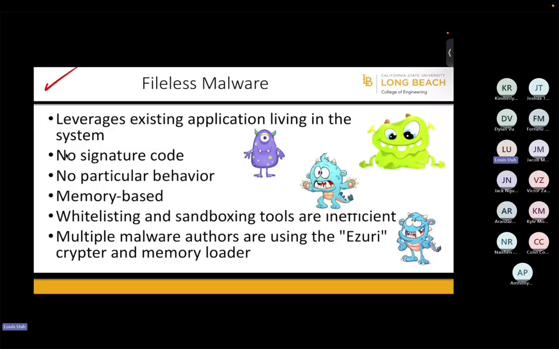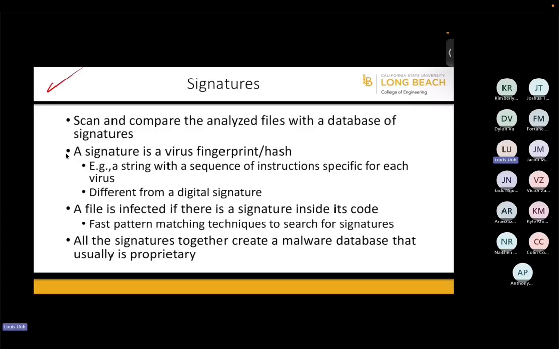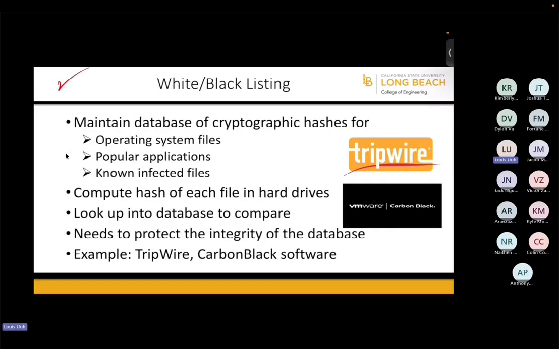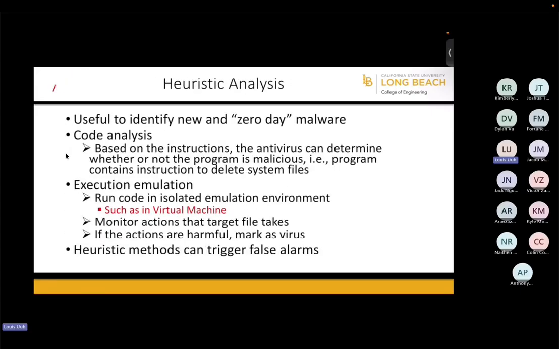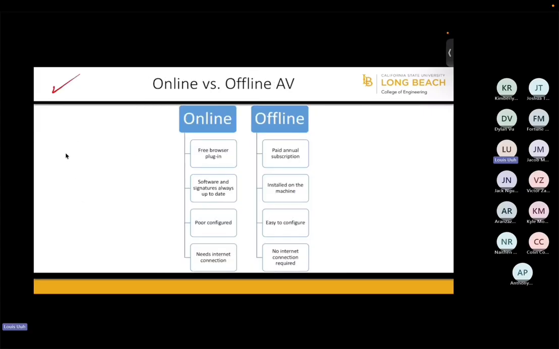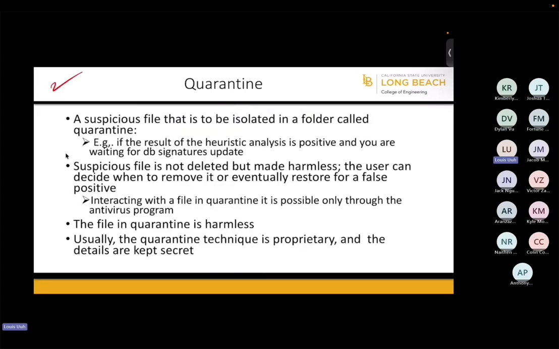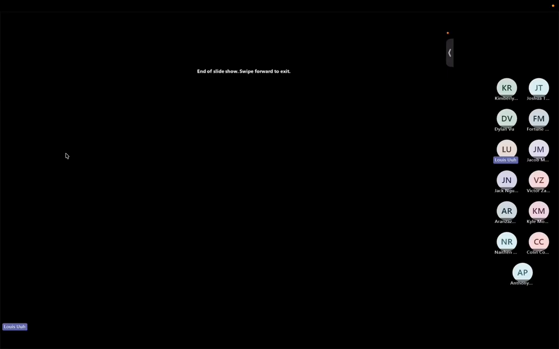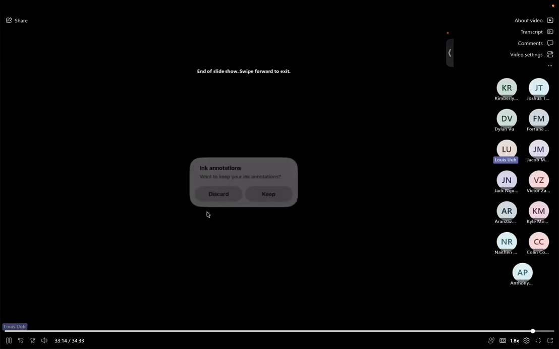Signatures, everybody should know how signatures work. We talked about blacklisting and whitelisting. Heuristic analysis, the difference between shield and on-demand, again, those will be in there. Online versus offline. The quarantine folder, how it works. And then static and dynamic analysis. So that's where we end with regards to all the lectures, right?